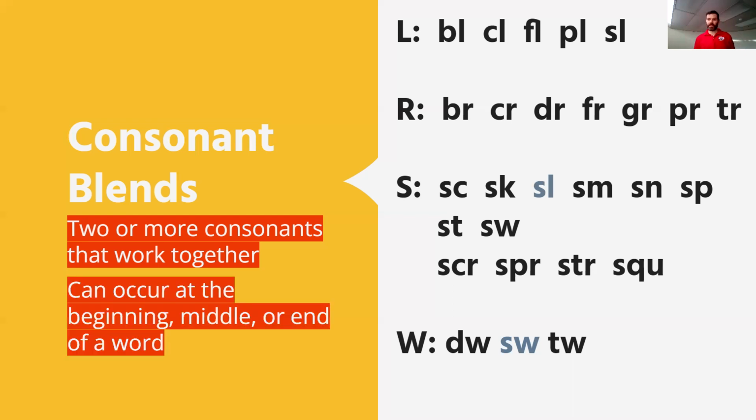Now consonant blends can occur sometimes at the beginning of words, in the middle of a word if we're dealing with a larger word that has more than one vowel sound, or they can occur at the end of the word. Some consonants only occur at the beginning. Some of them can take place in other parts of the word.